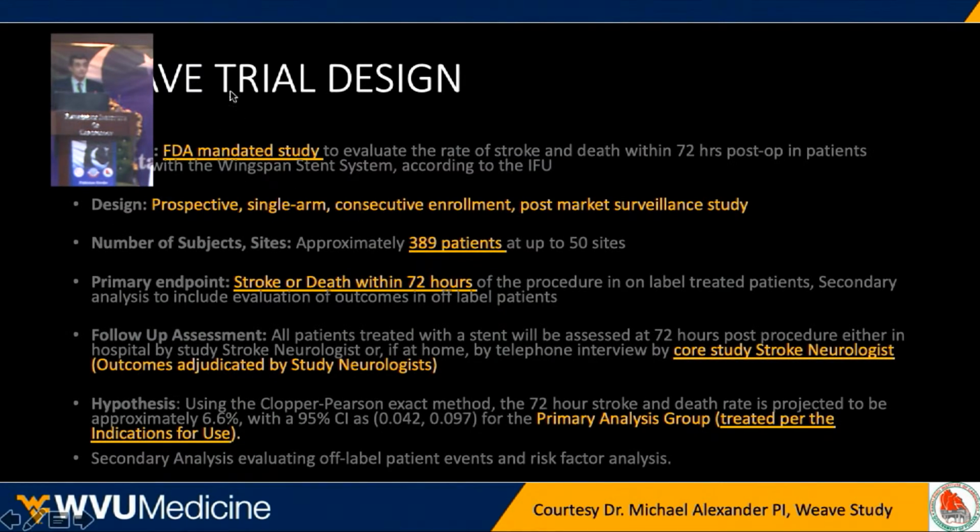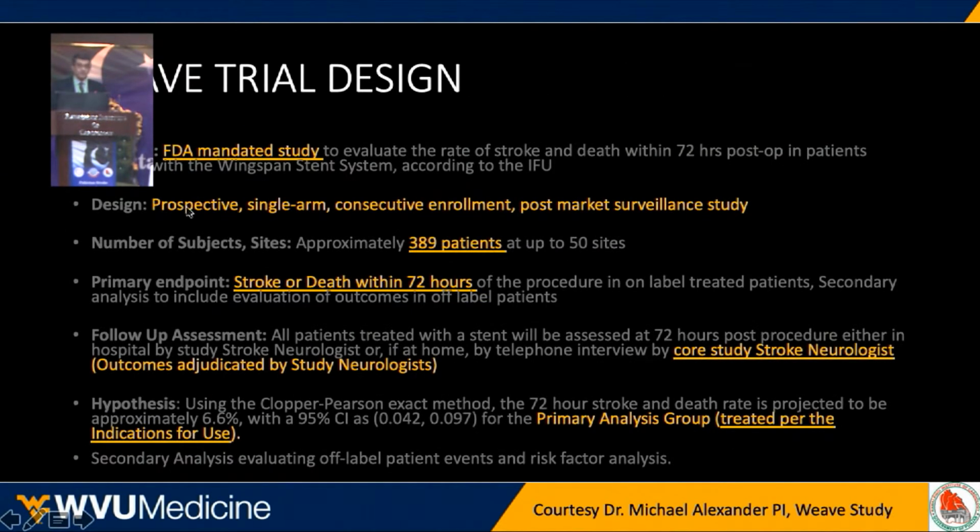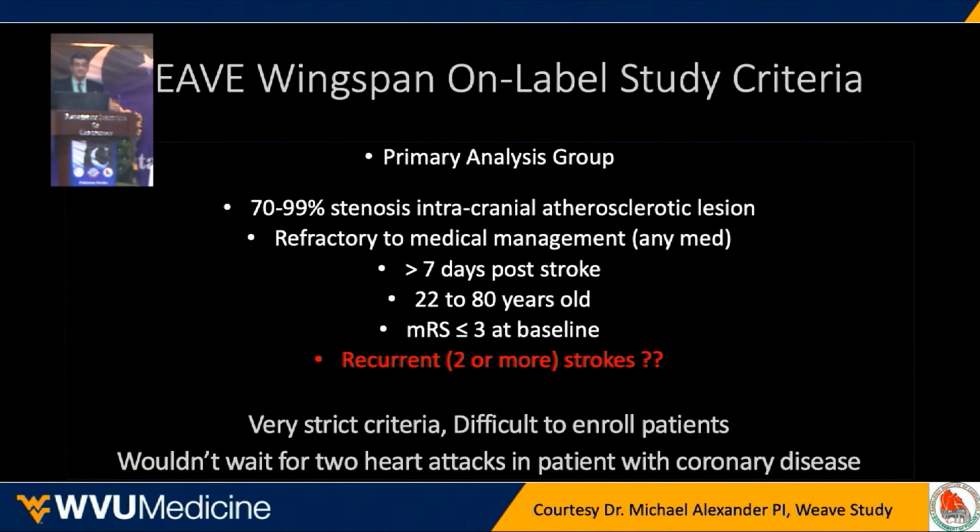I will skip this. This is a post-market, most recent trial or study, post-market study. It was FDA mandated after the negative results of SAMMPRIS. It's prospective single-arm, stroke or death within 72 hours, typical criteria for inclusion. 70-90% stenosis, refractory to medical management. This is important. You could not do this procedure within 7 days after the stroke. So even if the patient was labile, you could not treat for this registry.